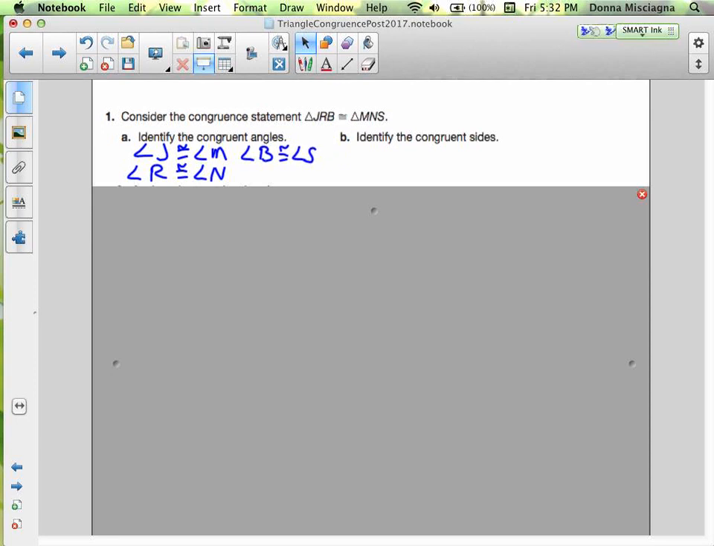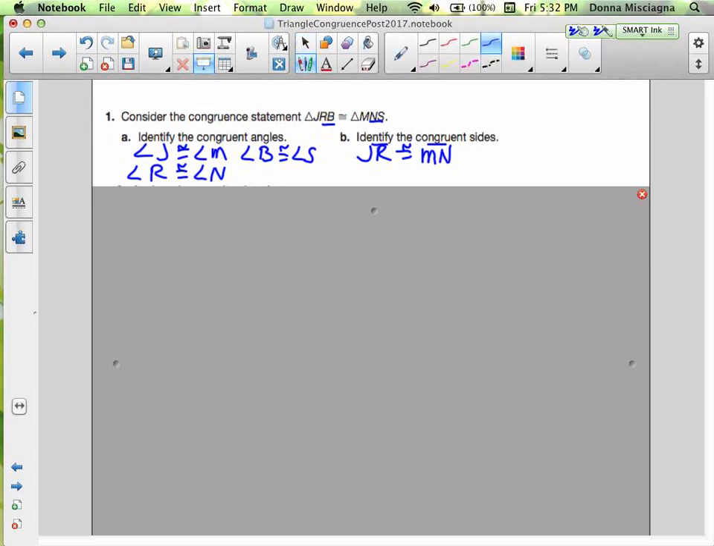All right, so now let's identify the congruent sides. Same thing. For sides, those are line segments. We need 2 points, the start and end. So all we have to do again is look at the position. So JR and MN are in the first two letters in both of those triangle names. That means that segment JR is congruent to segment MN. And I'm actually going to just show that they're segments. And then if we look at the last two, those segments are also congruent.